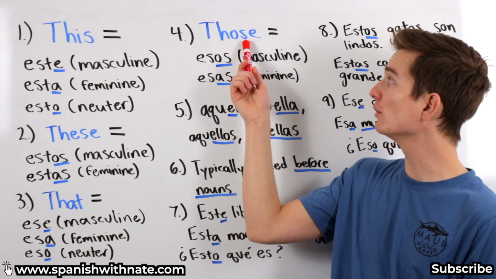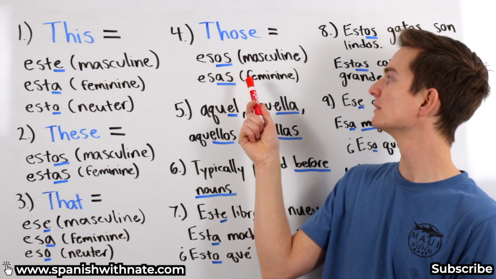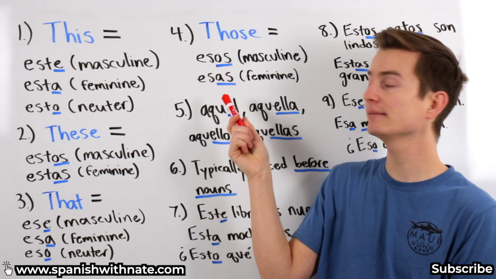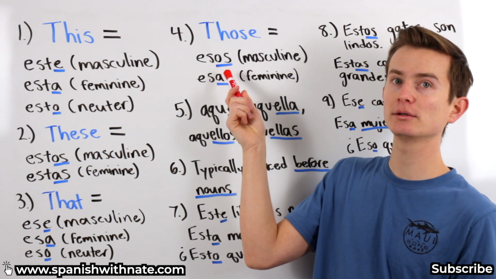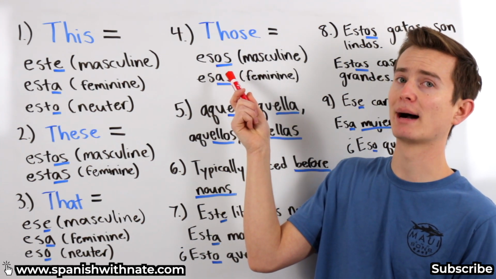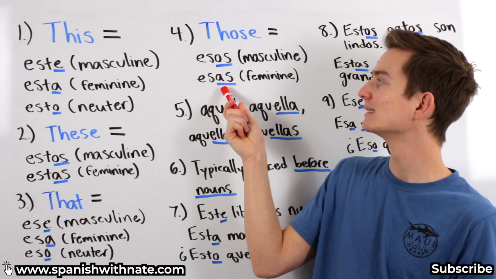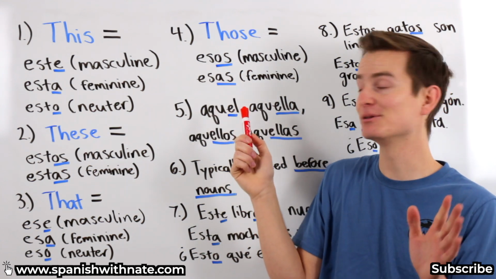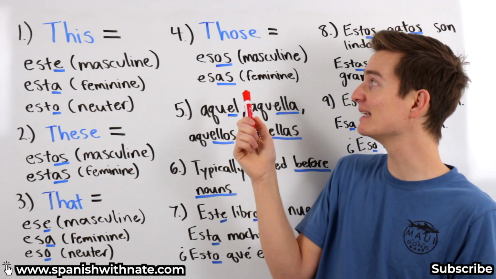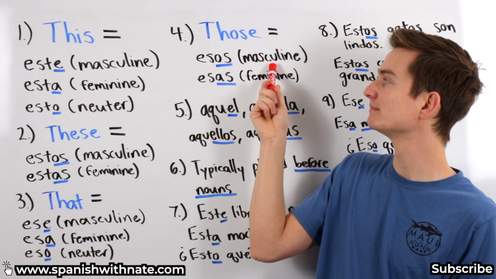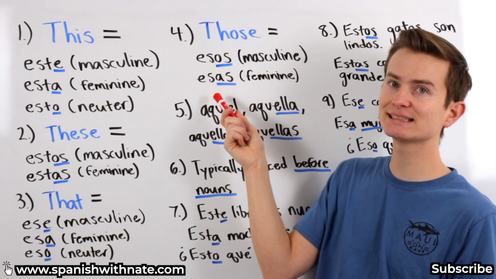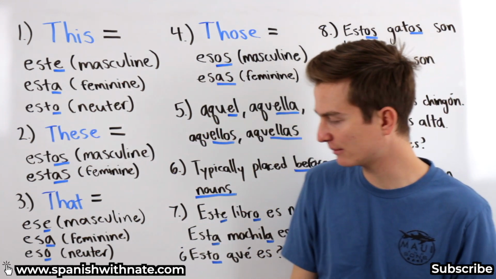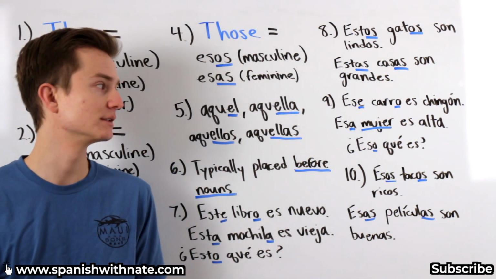So, "those." We have esos and esas. Esos, masculine. Esas, feminine. So, esos son mis zapatos. Those are my shoes. Esas son mis mochilas. Those are my backpacks. I just keep using the backpack example, but you get the idea. Esos, masculine, plural. Esas, feminine, plural. Okay, how are we doing? I'm going to come over here. I think it'll be a little easier for you to see.